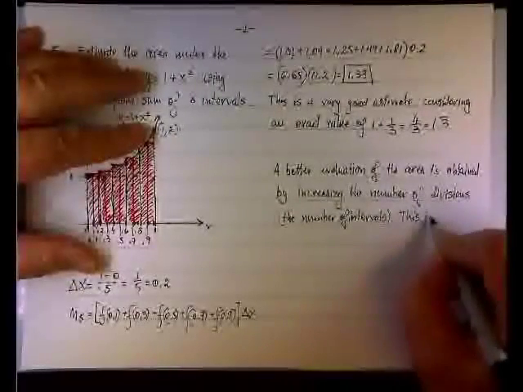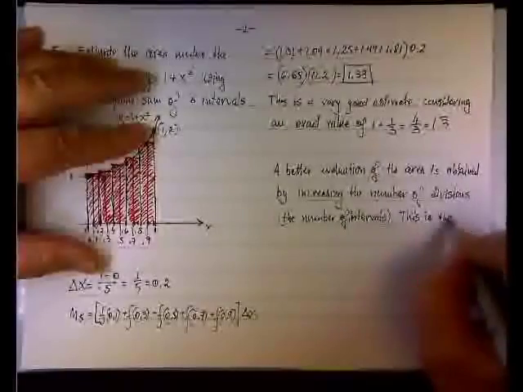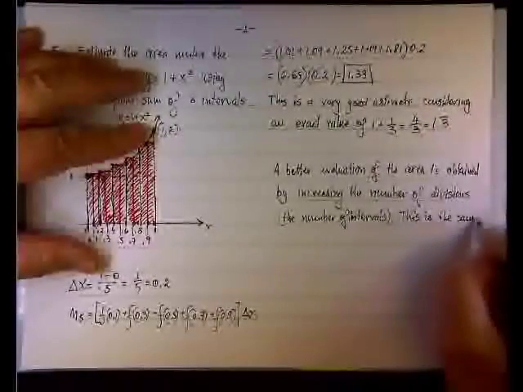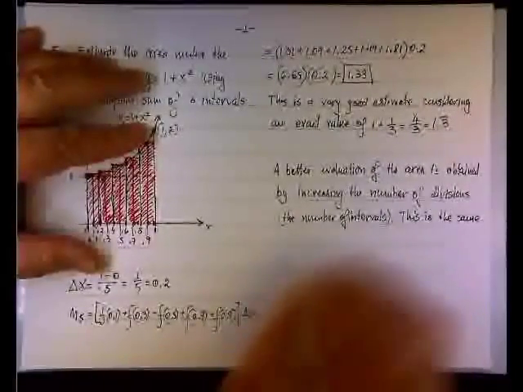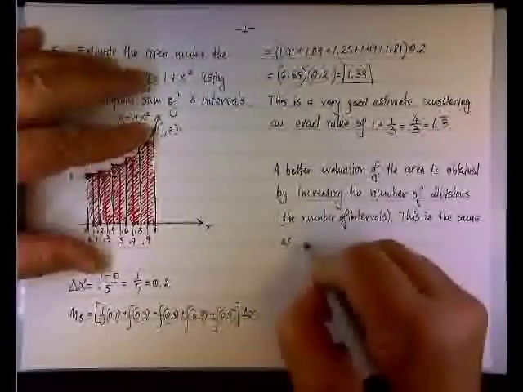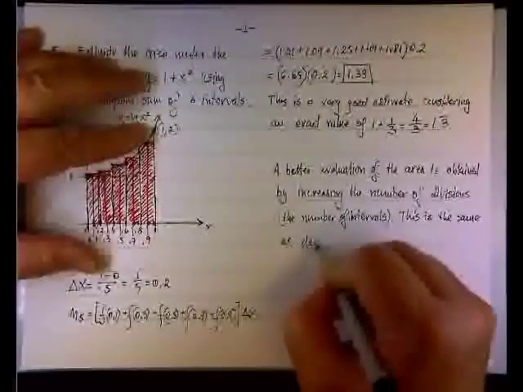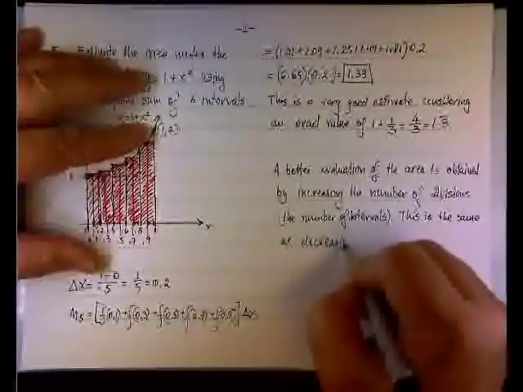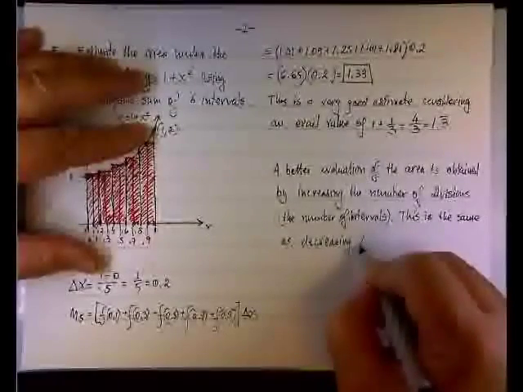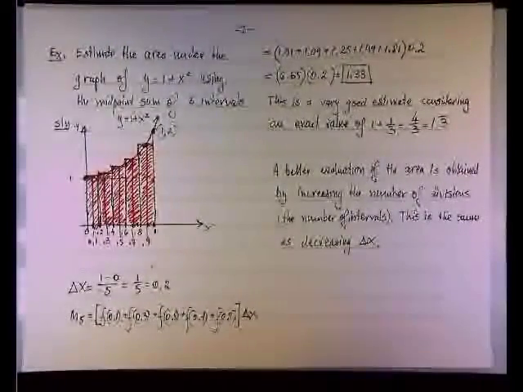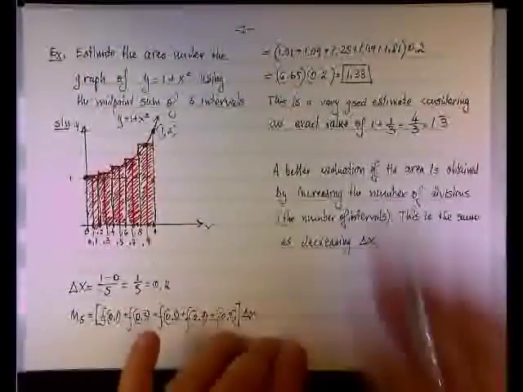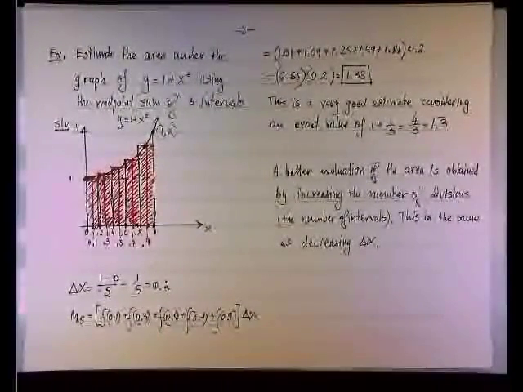This is the same as what? What happened to delta x? This is the same as decreasing the value of delta x. I agree. Yeah. So that's what we're going to do next. We're going to see what happens if we increase the number of intervals or decrease the value of delta x.